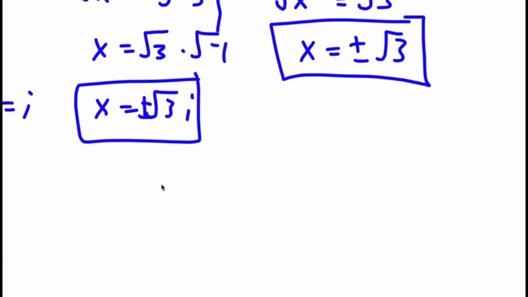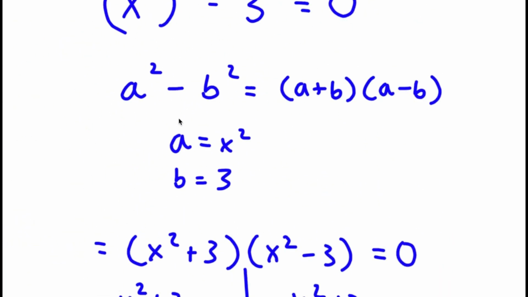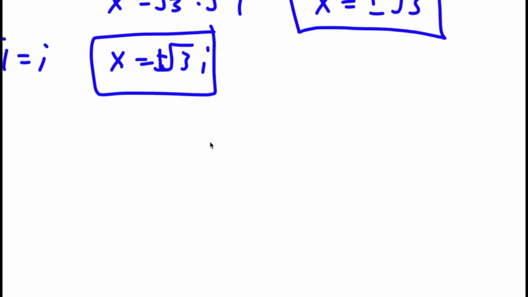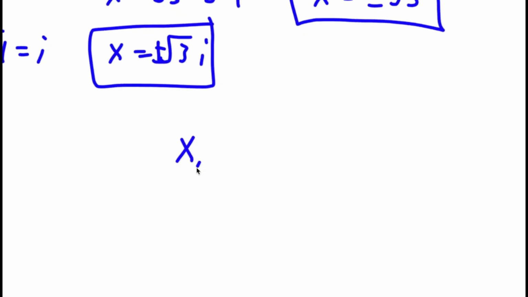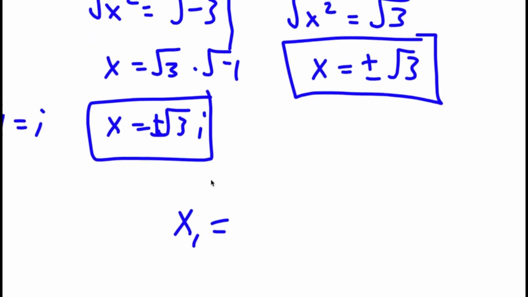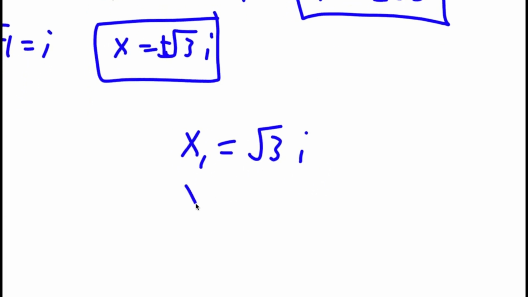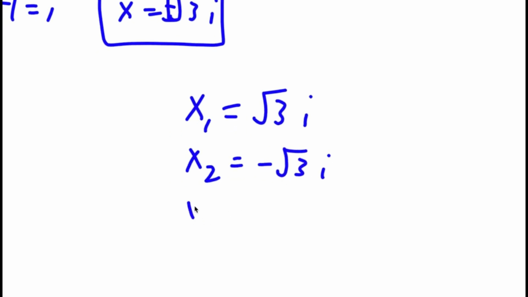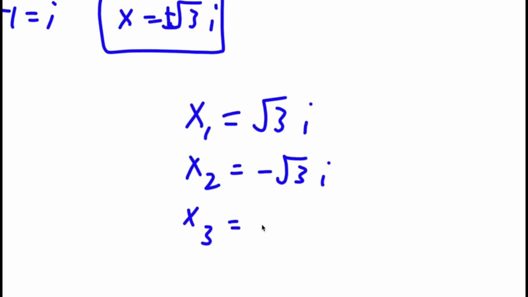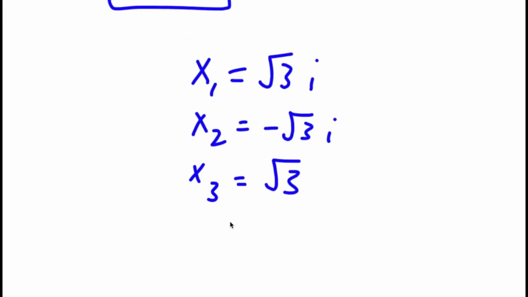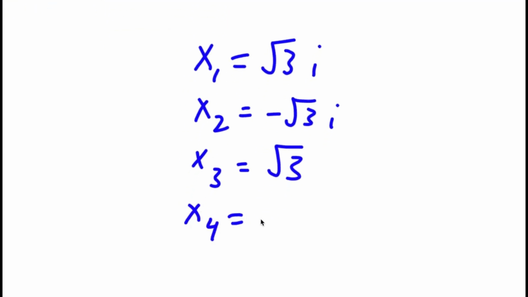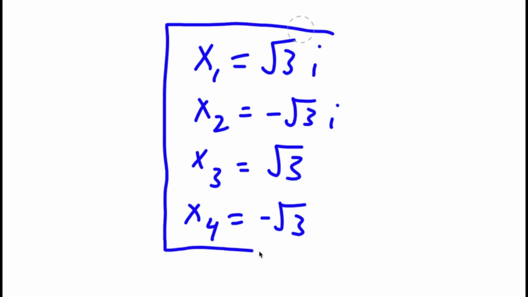So now, my four solutions are x is equal to positive square root of 3i, x is equal to negative square root of 3i, x is equal to square root of 3, and x is equal to negative square root of 3. So these are my four solutions to this problem.